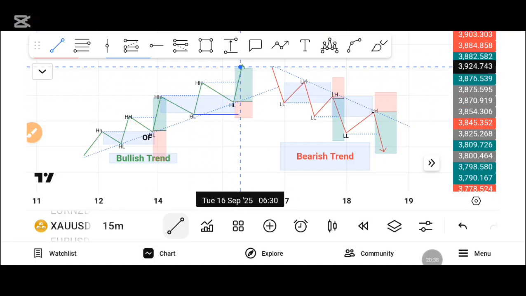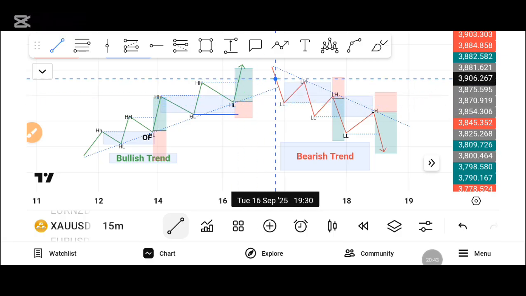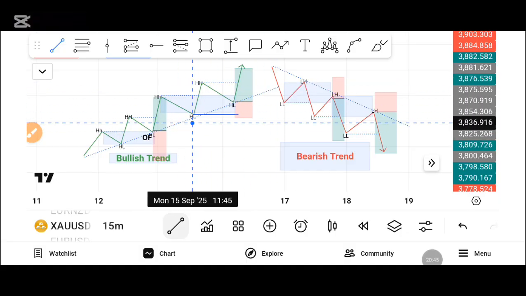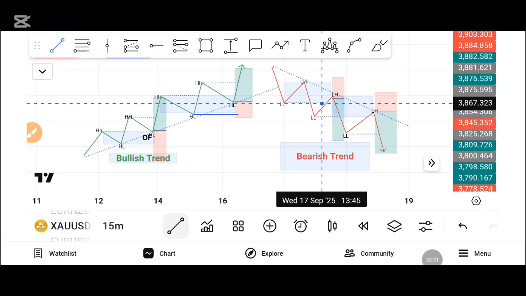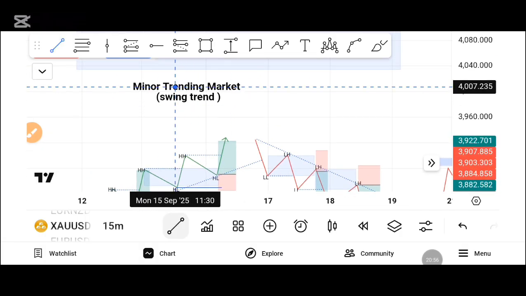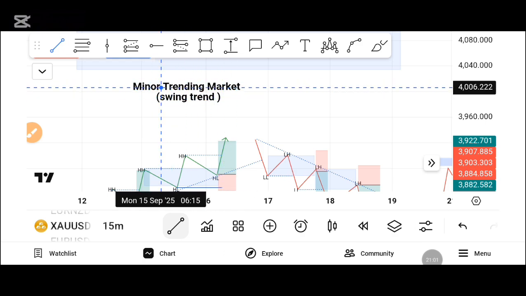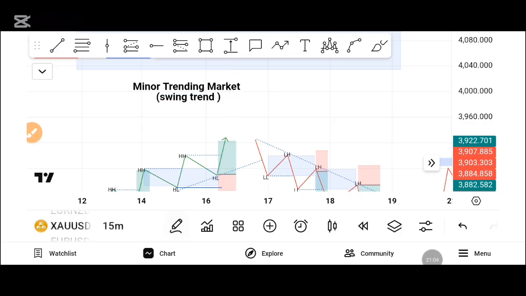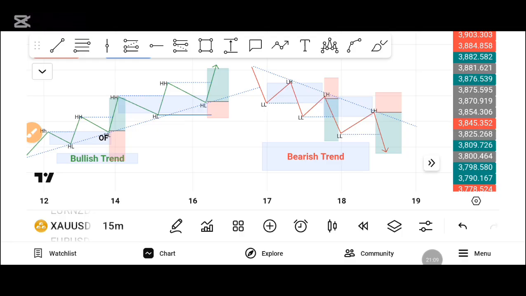Understand? Until price breaks this low, this now becomes a change of this swing. Alright, a change of this swing, not a change of character. This is a change of this particular swing, and this is now a bearish swing. Alright, I told you that this is a minor trending market, swing trend. So that is it. As we keep diving deeper, you will understand this concept much more easily.